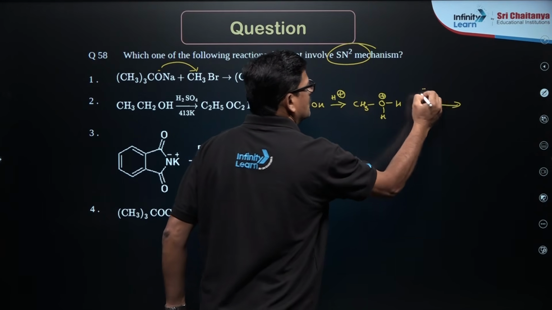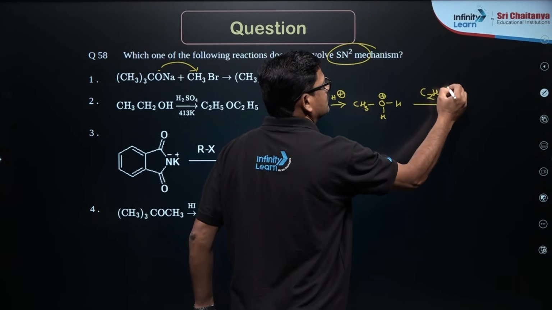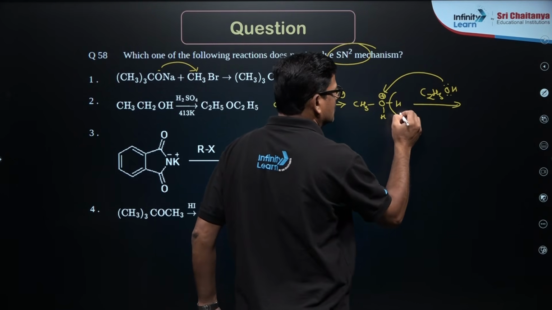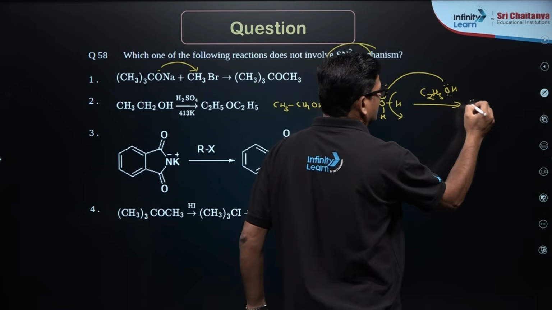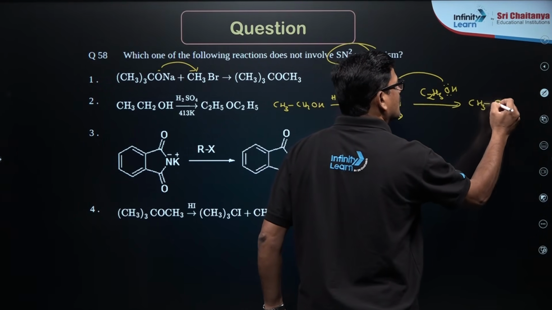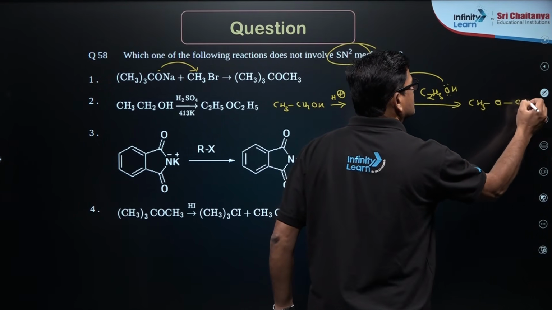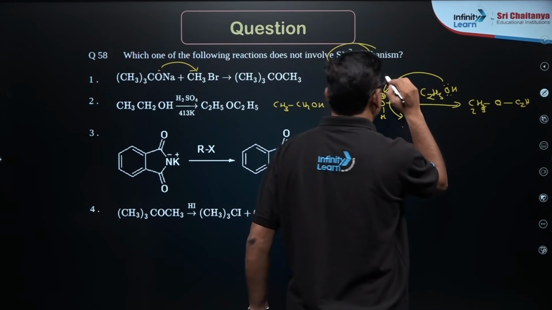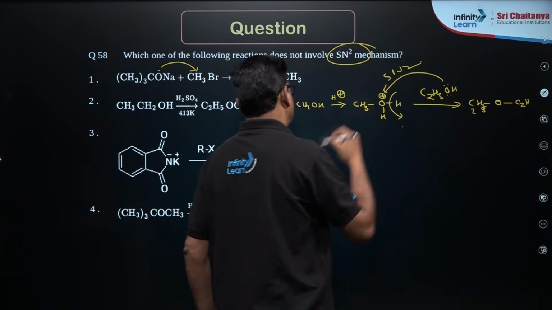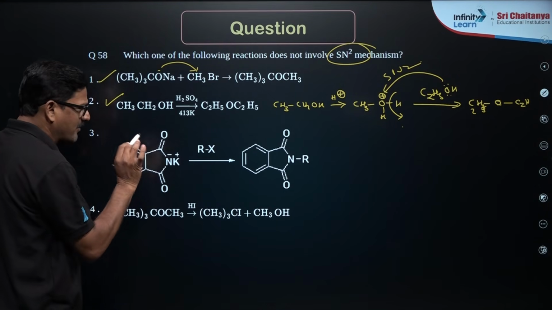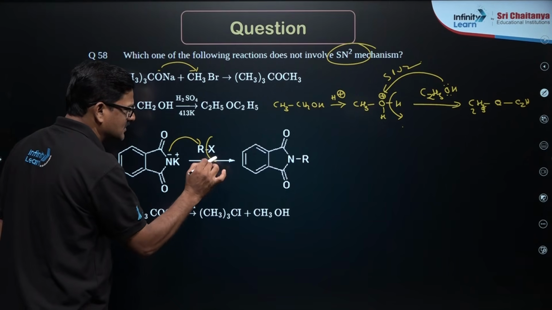Now C2H5OH, the lone pair of electrons is attacking here, so that you will be having CH3, oxygen and C2H5, that is also C2H5. So it is an SN2 attack. This is SN2, this is SN2, and the Gabriel phthalimide reaction, this is an SN2 attack.